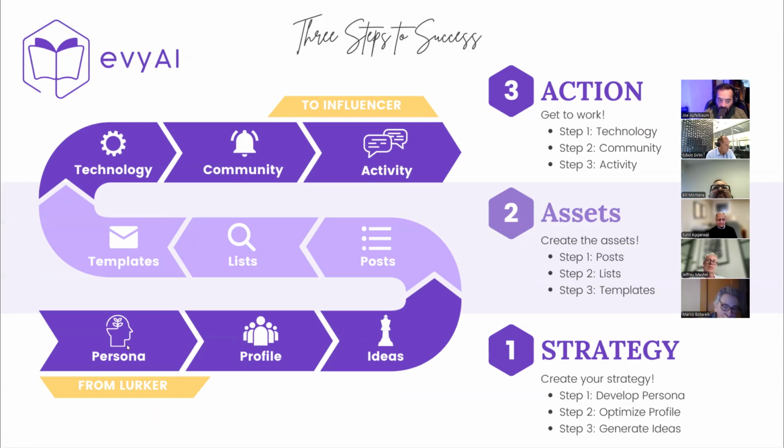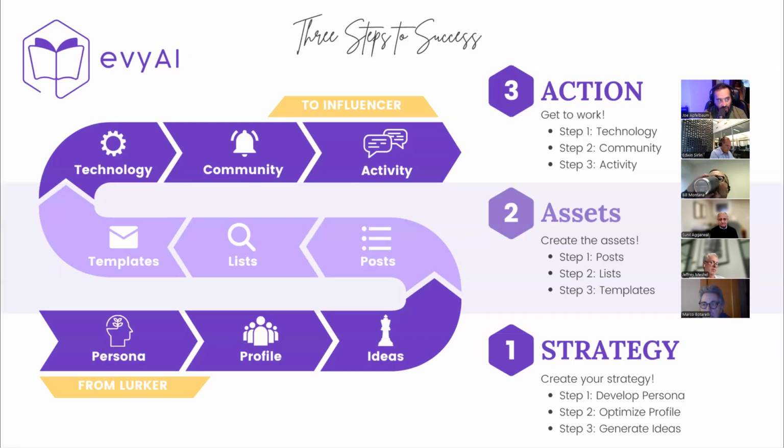And you can use AI to create the persona. You can use AI to optimize your profile, and you can use AI to come up with ideas. It's just insane what you can do with that. And then you can use AI to generate your posts. You can optimize by creating lists and putting people into lists. You could create templates with AI, and I'll show you how that works in just a moment. And then, using the right technology, establishing the right community of the right people around you to engage with your content, and doing all the right activities, you'll be able to be successful on LinkedIn.